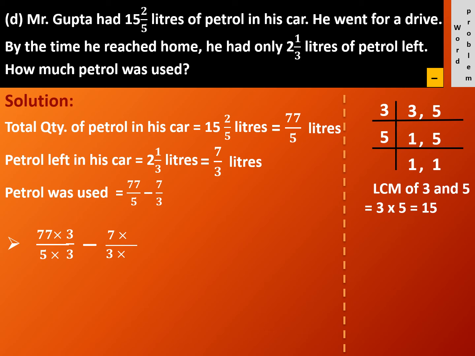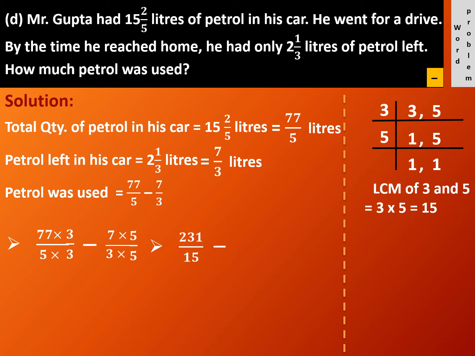So which digit will you multiply to bring 15 in the denominator? Yes, the answer is 5 because 3 5s are 15. So we multiply numerator and denominator by the same number 5. Do the multiplication. 77 3s are 231 and 5 3s are 15. So the first fraction is 231/15.